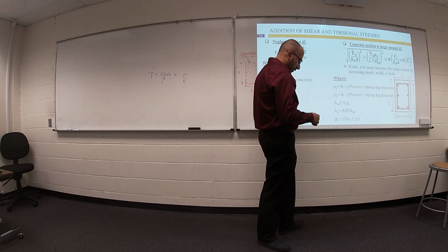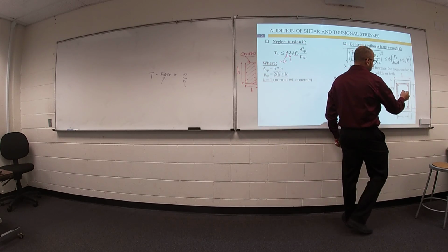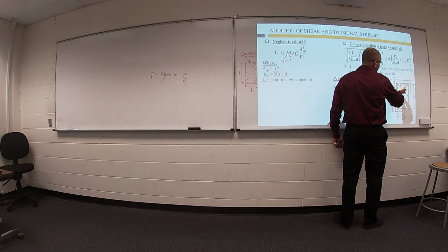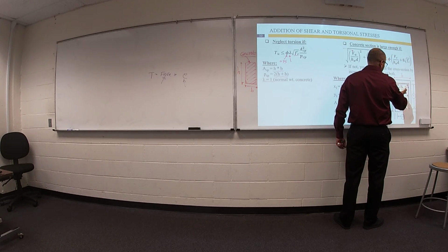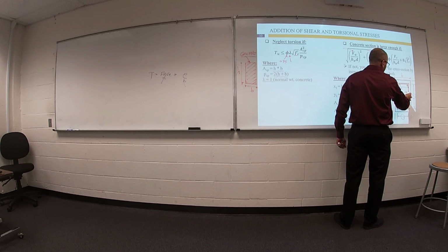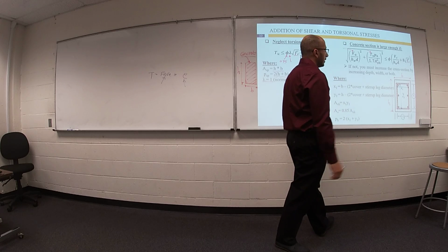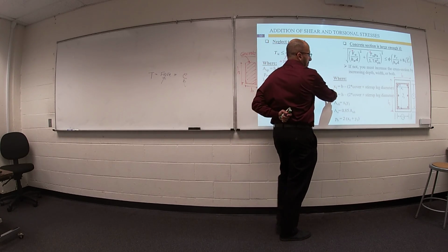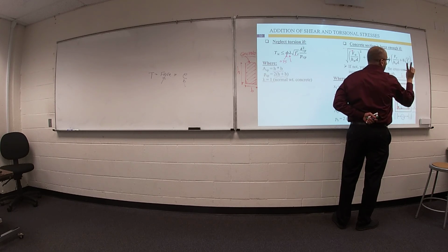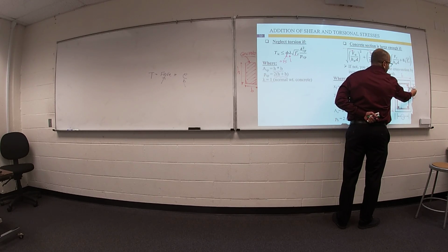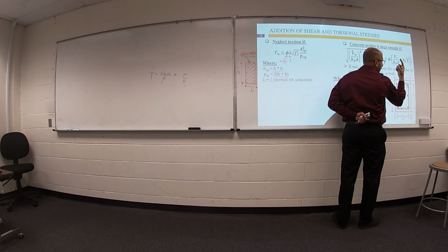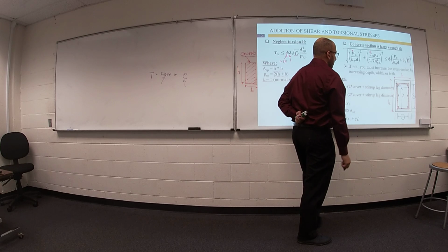So what should I do? First, what will be your x1 and y1? x1 is this distance, y1 is this distance. What do you think? x1 will be the total width minus this cover plus this cover plus one diameter of your stirrup. Do you agree?